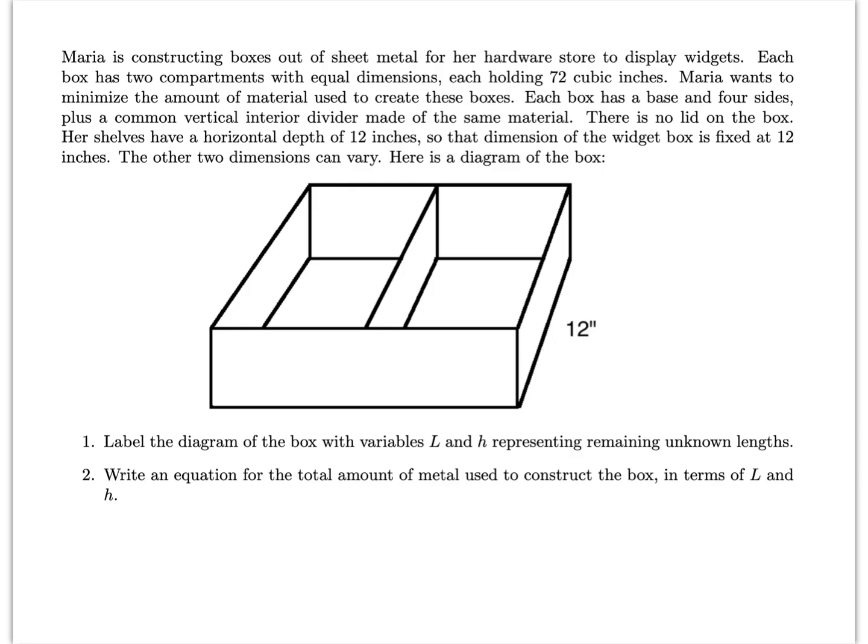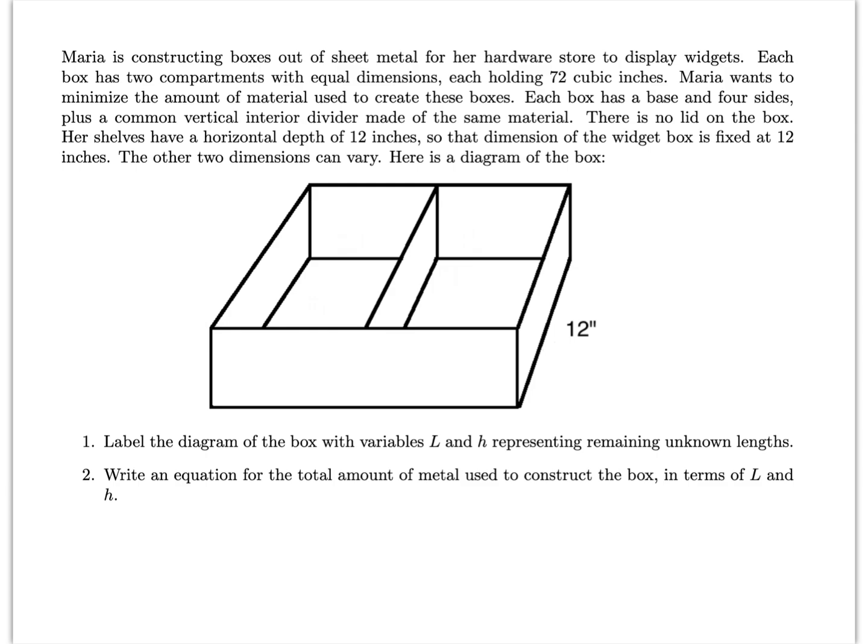Maria is constructing boxes out of sheet metal for her hardware store to display widgets. Each box has two compartments with equal dimensions, each holding 72 cubic inches. So each compartment in this box holds 72 cubic inches. Equal dimensions, which means this distance equals this distance. We've labeled this a 12.